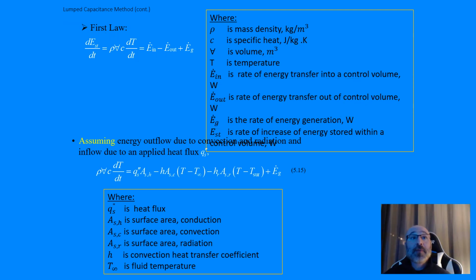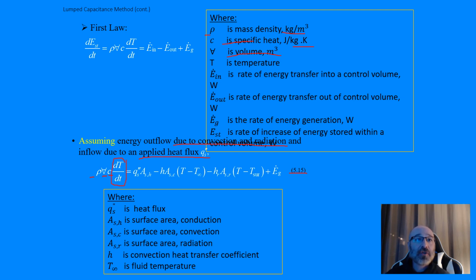Now, if we assume an outflow due to convection and radiation, and an inflow due to an applied heat flux, then we have the following relationship, which goes back to equation 5.15 in our textbook. We have rho V c, where rho is our mass density in kilograms per meter cubed, V is our volume in meters cubed, and c is our specific heat in joules per kilogram Kelvin. And this is times dT/dt, which is our change in temperature with respect to time.